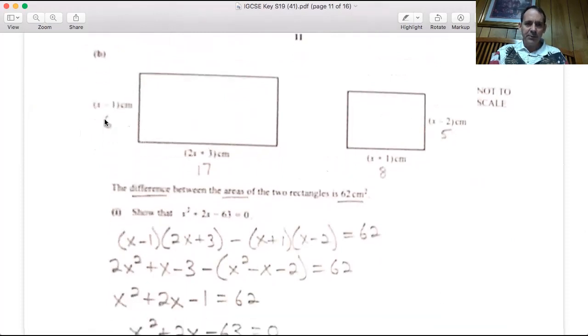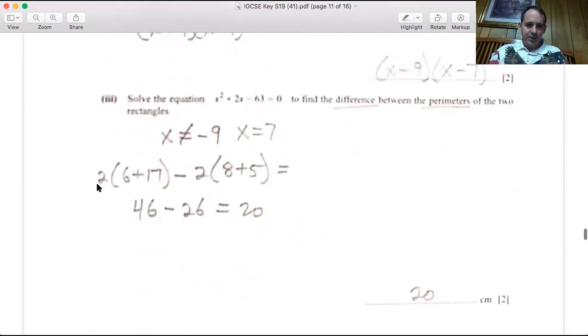So to find the perimeter, we have a 6 and a 17 times 2 because there's 2 of each of those, and then an 8 and a 5 times 2 because there's 2 of those. So 6 and 17 times 2 is 46, and 8 and 5 times 2 is 26. The difference between the perimeters is 20.